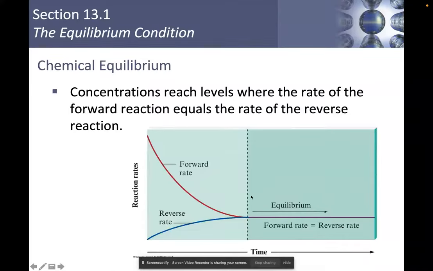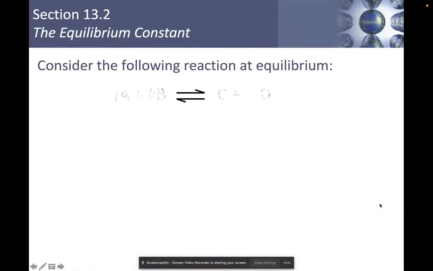And again, that doesn't mean that you have the same number of molecules of reactants and products. Not necessarily. That could happen, but not necessarily. We're talking about the rate of the reaction, okay? It ends up stabilizing over time, and that's what equilibrium is. So let's take a look at the following situation, because equilibrium constants are kind of the key here to understanding what's happening in an equilibrium reaction.